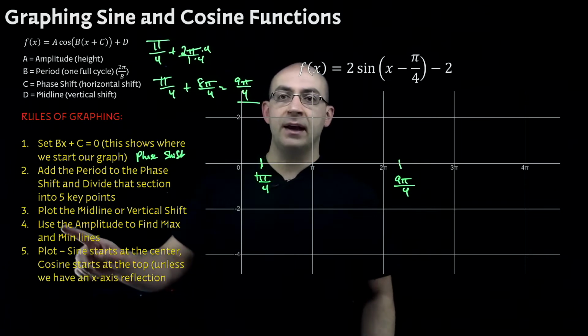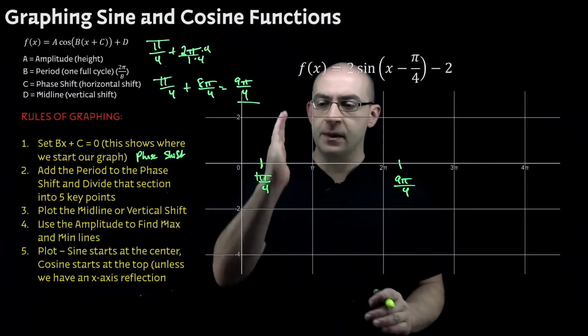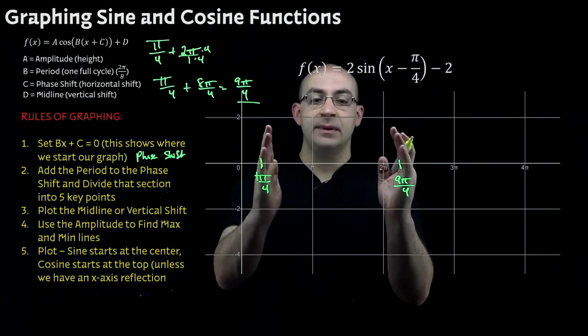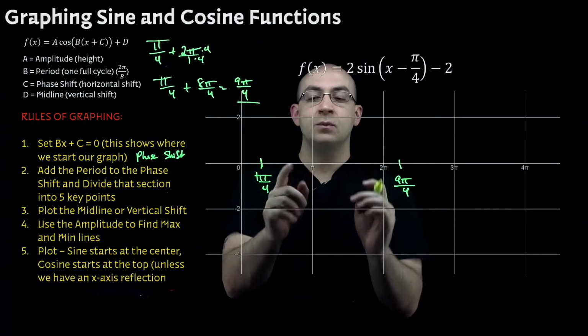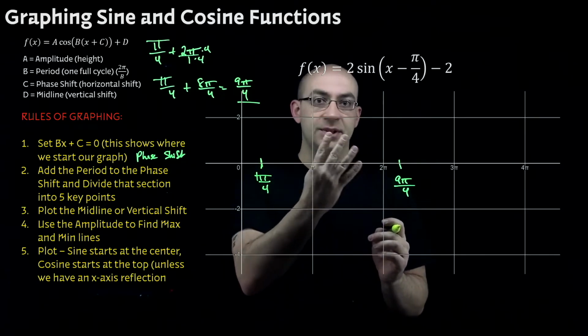Now, if you read ahead a little bit, we need 5 key points. And this part's actually pretty simple. This is the beginning of the period, and this is the end. Well, I need 5 key points, meaning 3 more in the middle, which is going to break this up into 4 independent but equal sections.